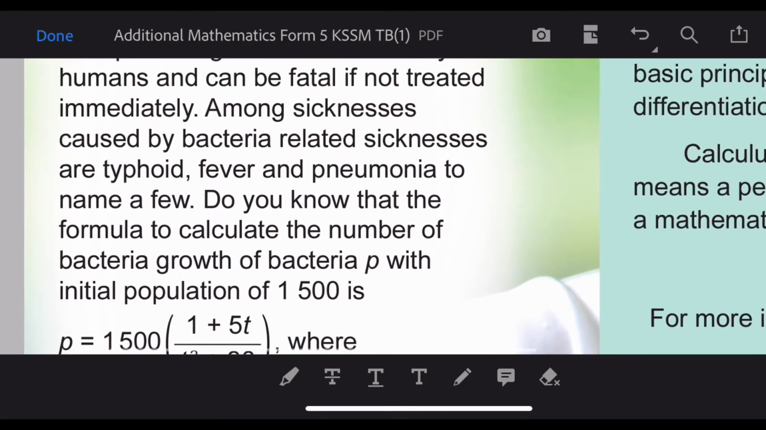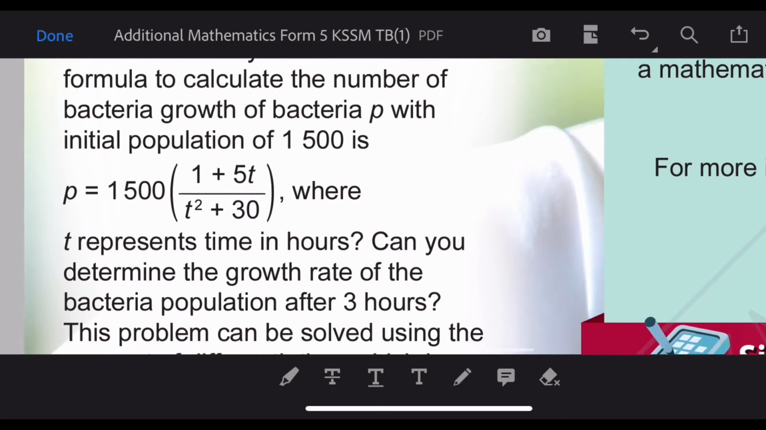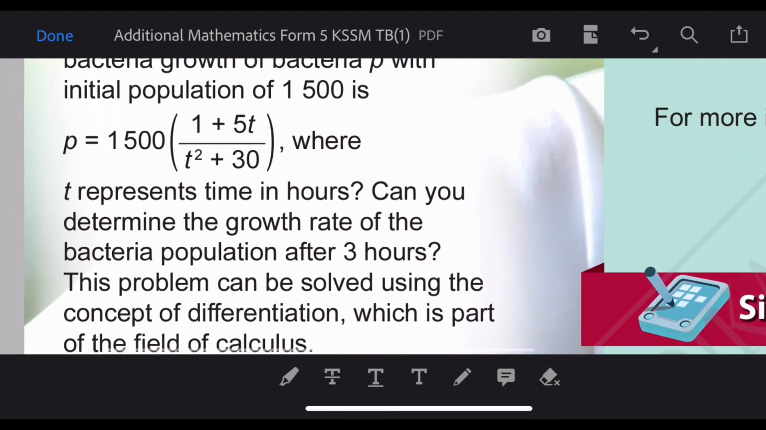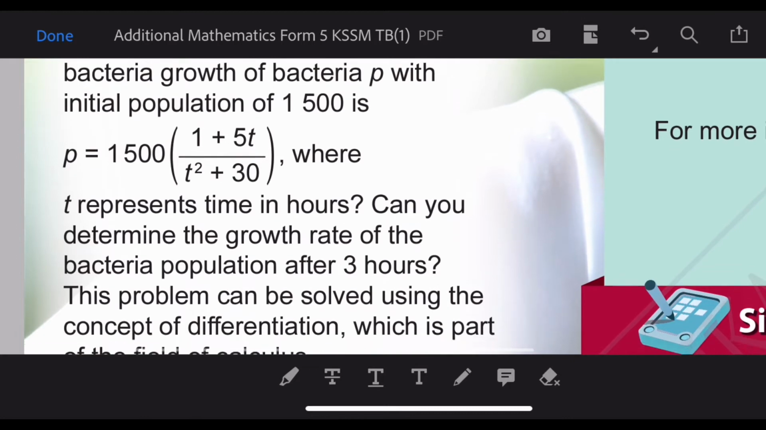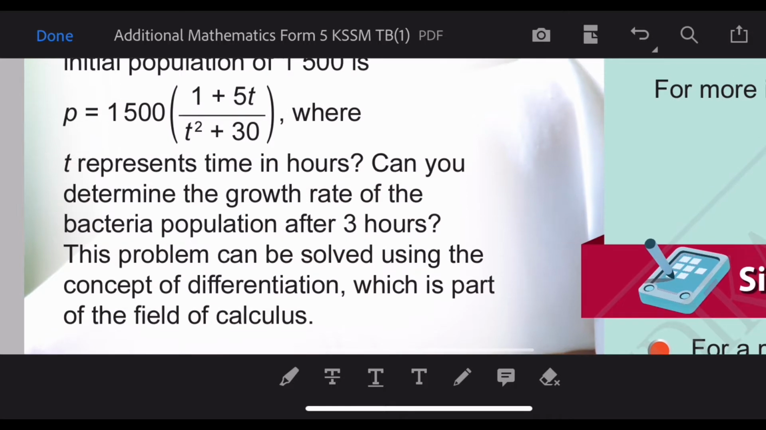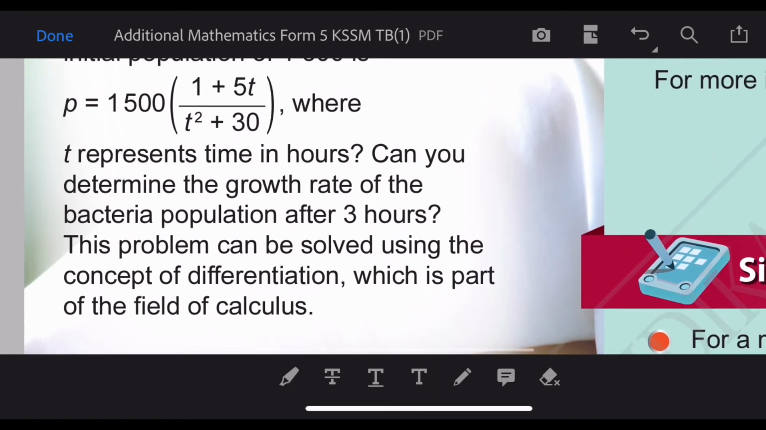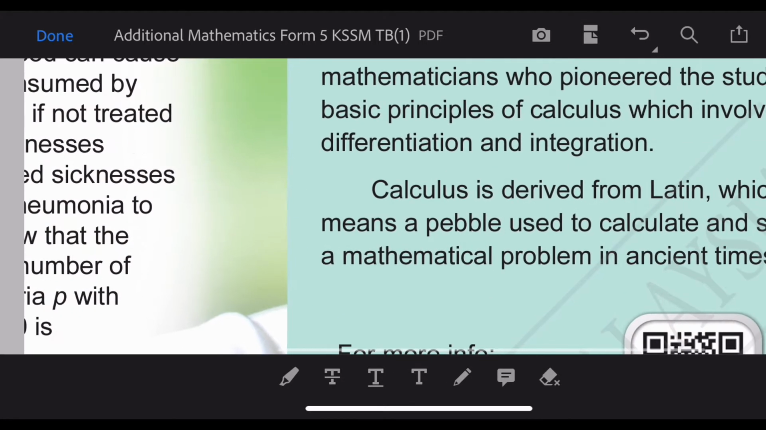Do you know the formula to calculate the growth in the number of bacteria P, with an initial population of 1,500? This is the formula for the population of bacteria growth. Can you determine the growth rate of the bacteria population after 3 hours? Growth rate. Rate means differentiation. So this problem can be solved using differentiation, which is one of the fields of calculus, because we also have integration. Now, what is calculus?